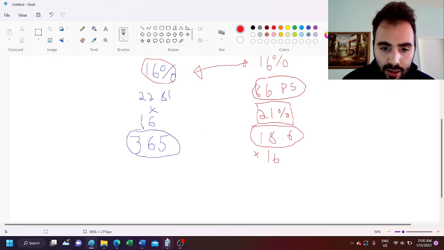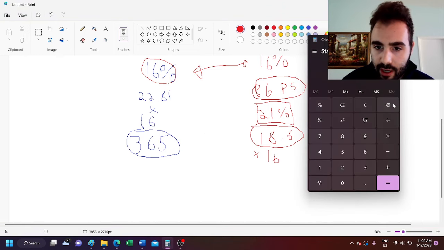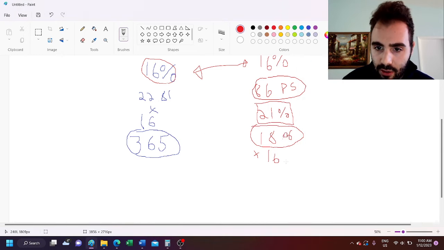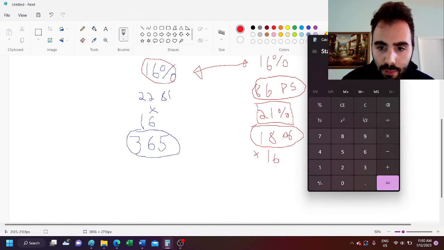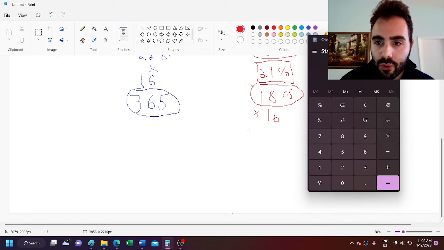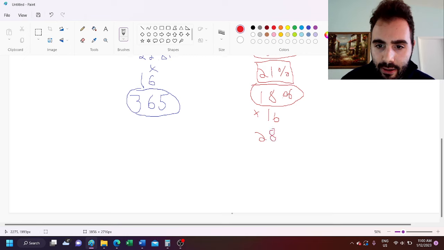Meaning, if we now have a future earnings per share of $18.60, we can multiply it by the same multiple that we used here, 16, and we get a future target price of Google of $289.